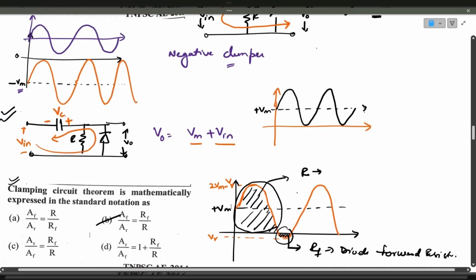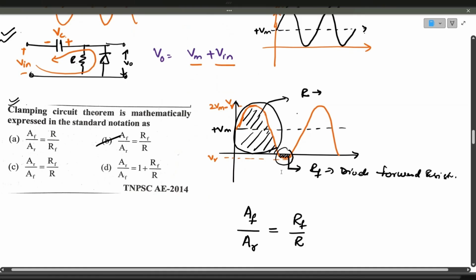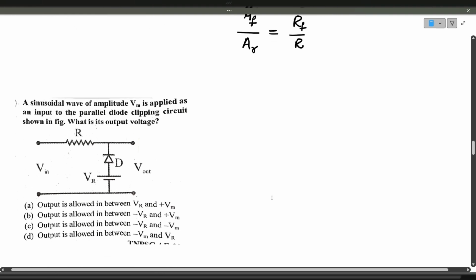Okay, hope you got this explanation of the positive and negative clampers and this area proportionality formula. Now we'll see the next circuit.